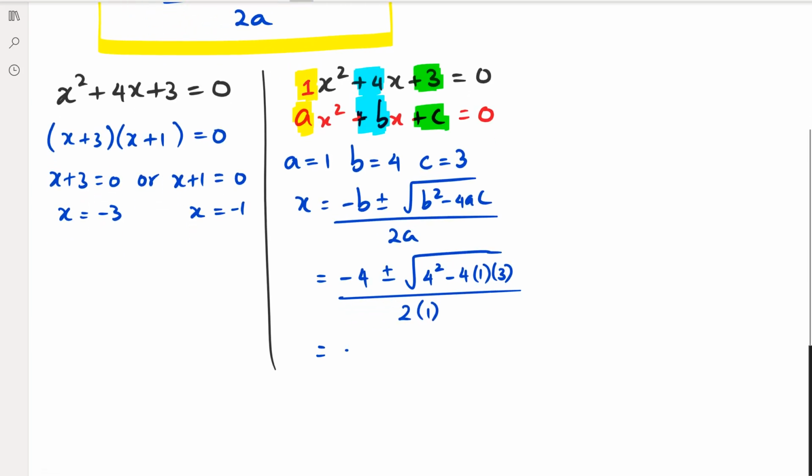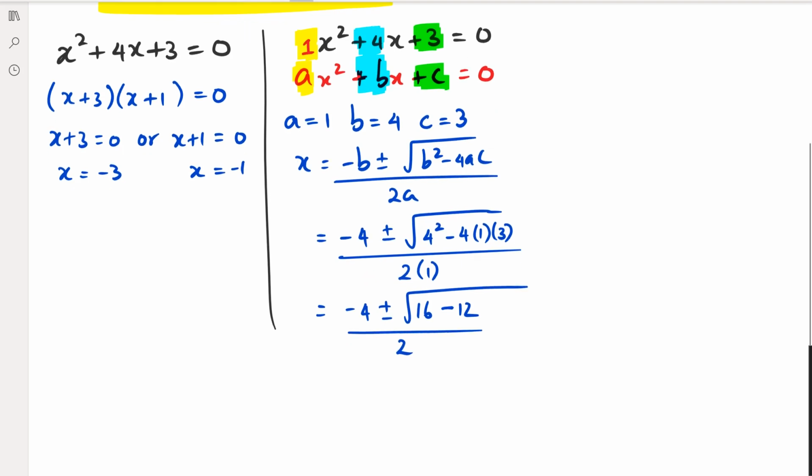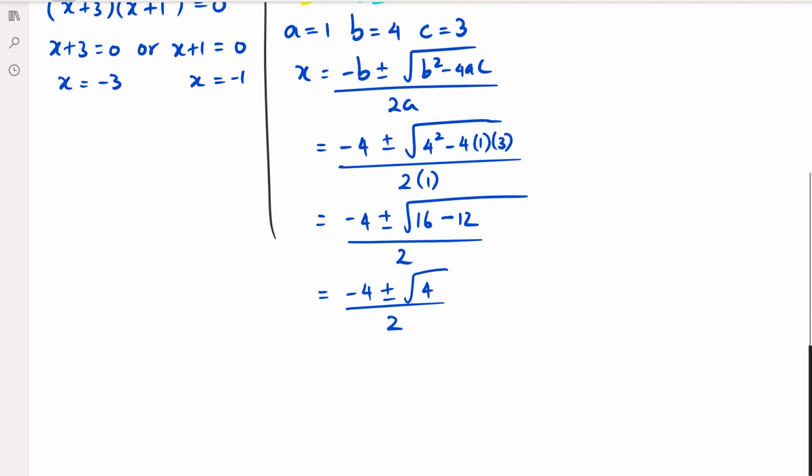So we then have to simplify whatever's inside the square root. So we've got 4 squared is equal to 16, minus 4 times 1 times 3, which is 12. And all of that is divided by 2 times 1, which is 2. Keep carrying on. So we're going to get negative 4 plus or minus the square root of positive 4, and that's divided by 2. Still carrying on, we know that the square root of positive 4 is 2, and so what we have is that whole thing divided by 2.